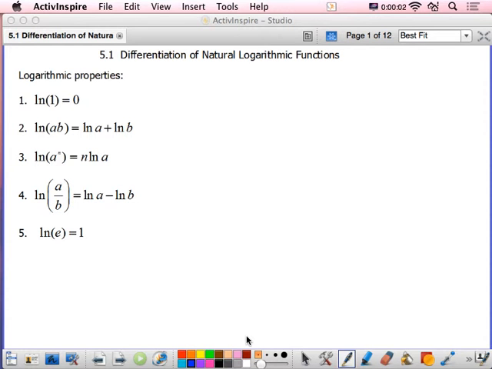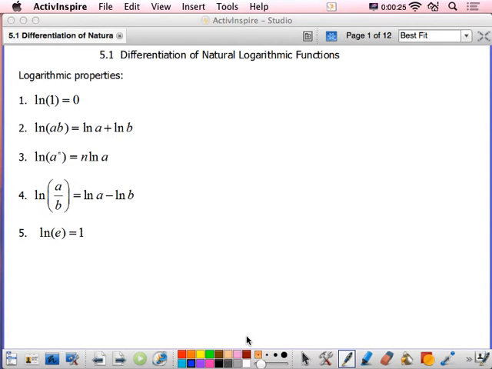Section 5.1 deals with differentiation of natural logarithmic functions. Some calculus books do this early when you're taking derivatives of everything else. If that's the case, the front of the book will say early transcendental functions. If not, then they'll do it separately at the end. Most colleges do it separately at the end, but it'll just kind of depend on where you go.